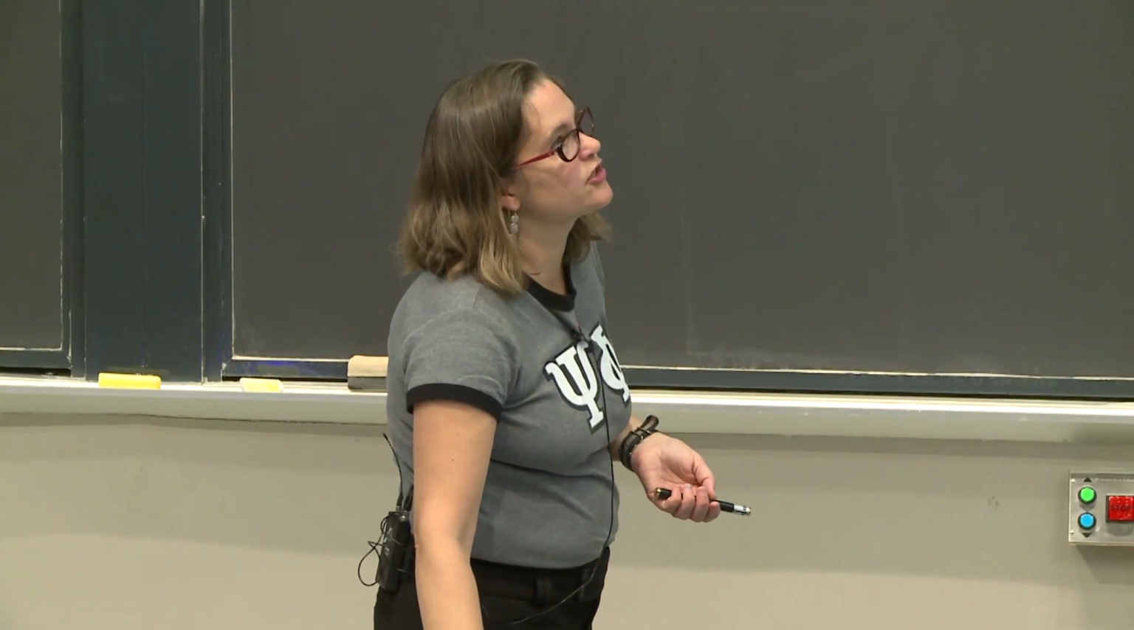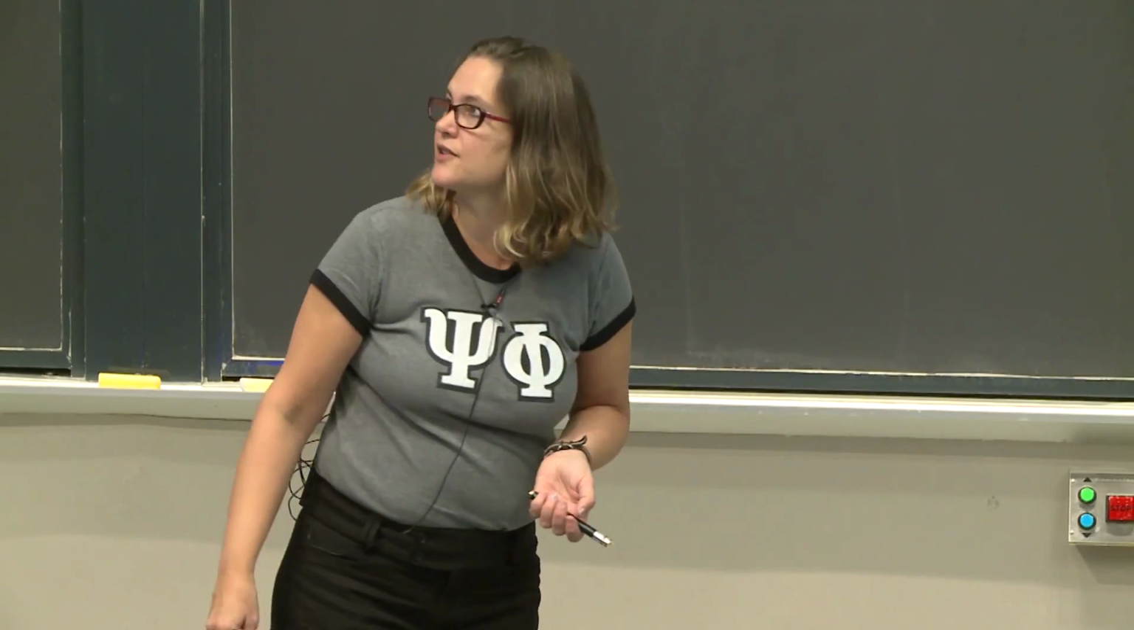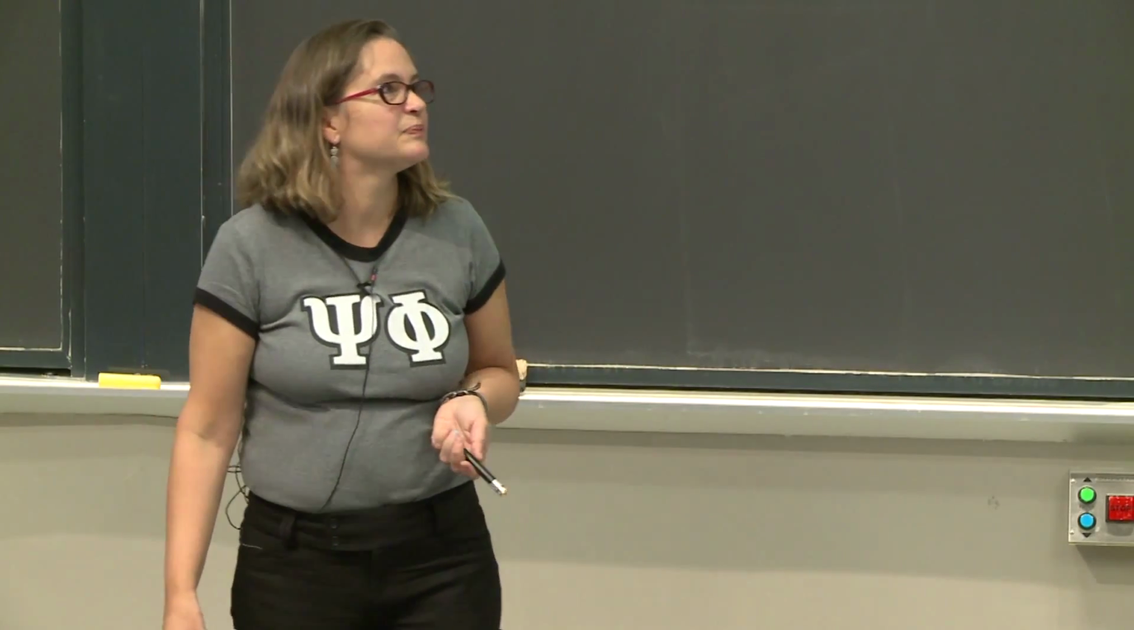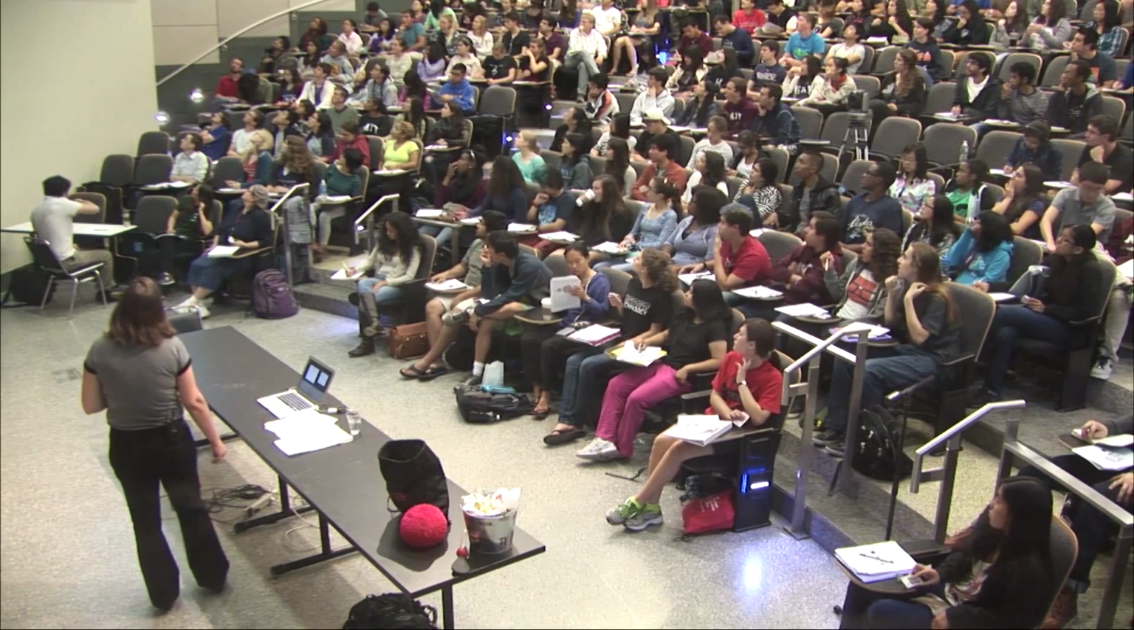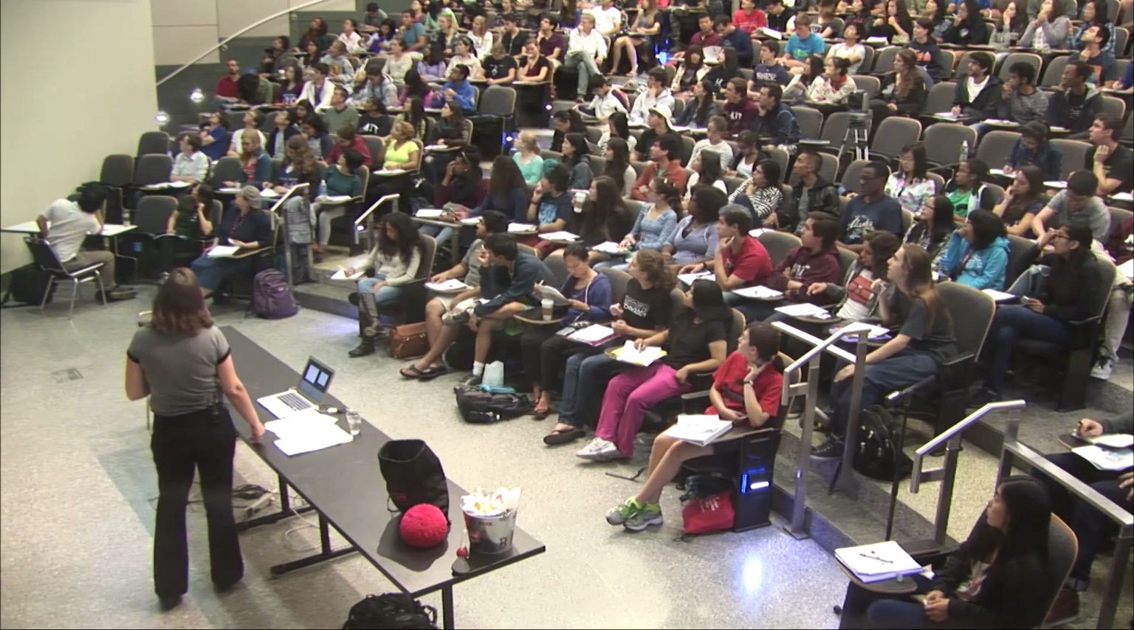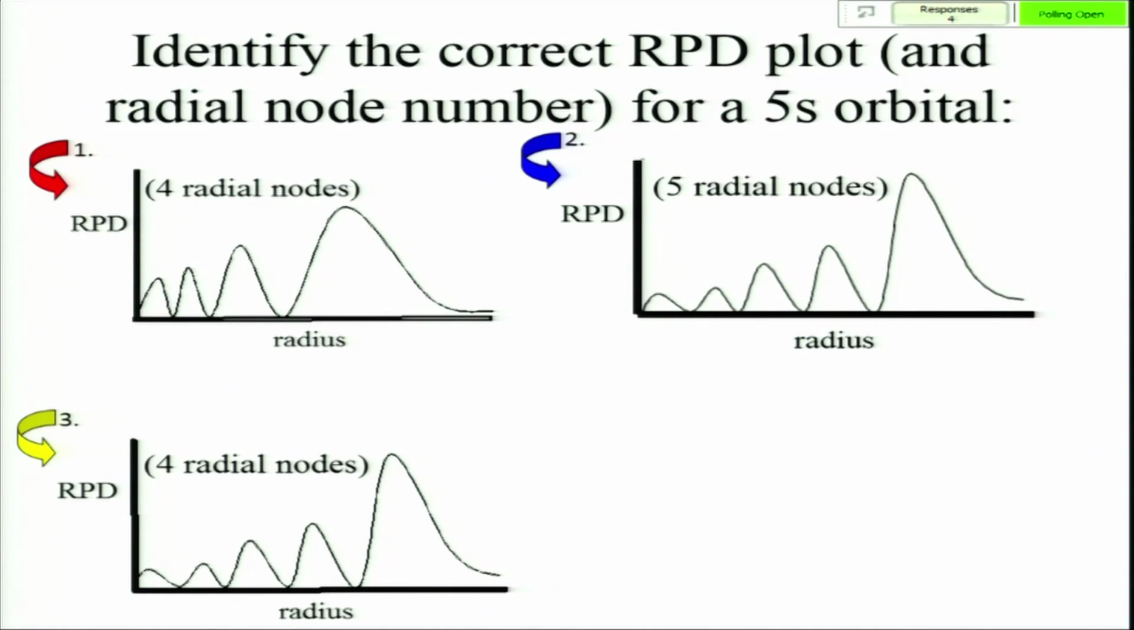All right. Don't put your clickers away. Let's try something else. So now tell me which of these is correct, both in terms of the indicated number of radial nodes and in terms of the plot for a 5s orbital.